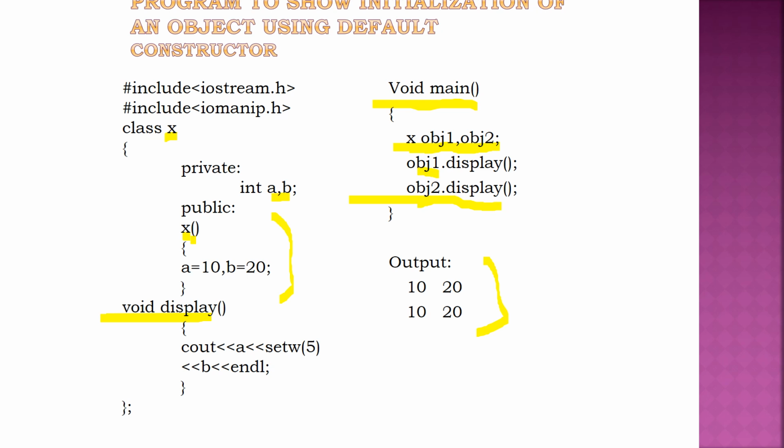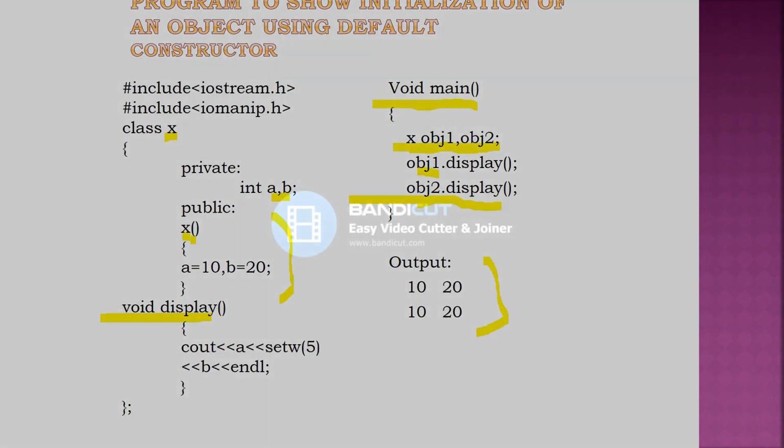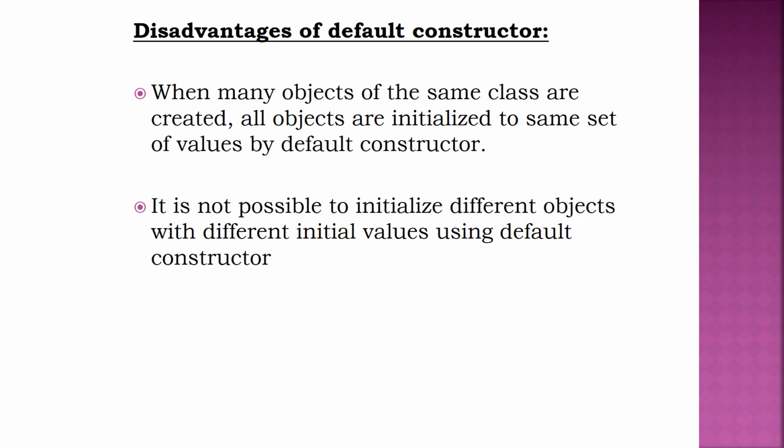This is a simple program for betterment of knowing what is a default constructor. I hope that in today's class, students have clearly understood what a default constructor is. After seeing the example of a default constructor, we have discussed one example of a default constructor.